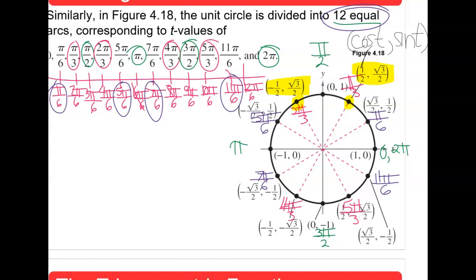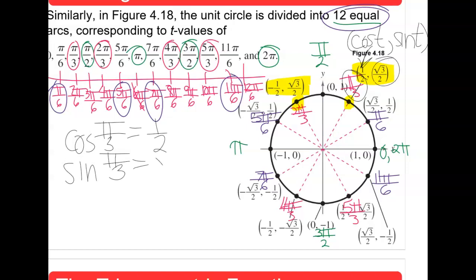So the cosine of pi over 3, if we were to ask that question, will be equal to the x coordinate, which is 1/2. And if we ask what is the sine of pi over 3, then we look at the y coordinate, which is the square root of 3 over 2.